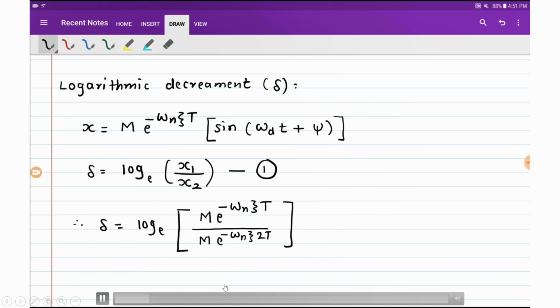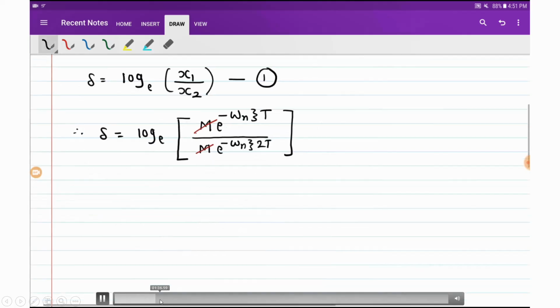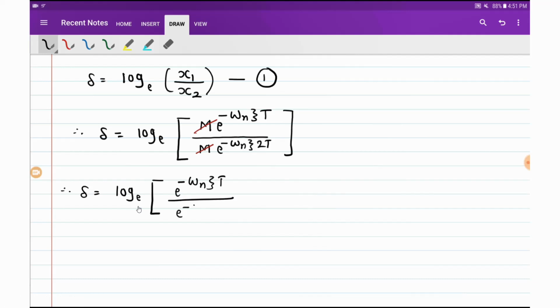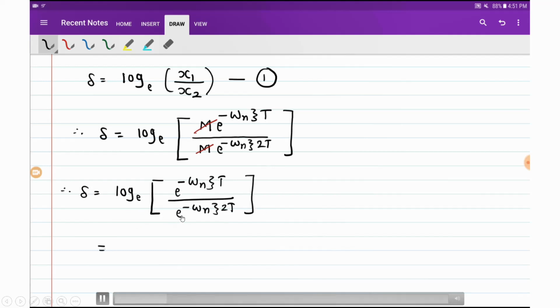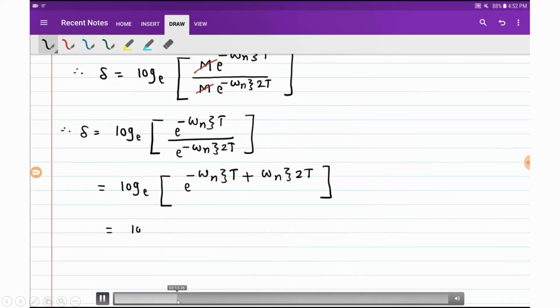We can cancel out the value of M from the numerator as well as from the denominator. So what we're left with is ln of e raised to minus omega n zeta t divided by e raised to minus omega n zeta 2t. Now this is nothing but a raised to m divided by a raised to n, that is a raised to m minus n. But here the minus term is already there, it will go in the numerator and become plus. So it is e raised to minus omega n zeta t plus omega n zeta 2t. So ultimately it is log to the base e, or ln, of e raised to omega n zeta t, because here it is 2t and this is minus t, that is t. So this is the first form of this logarithmic decrement.